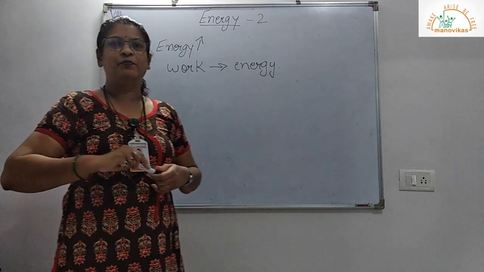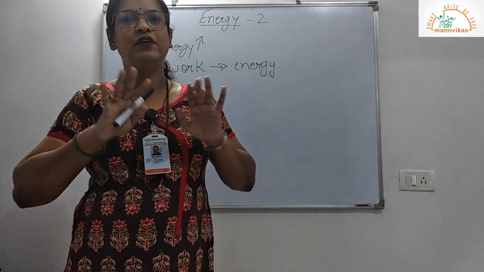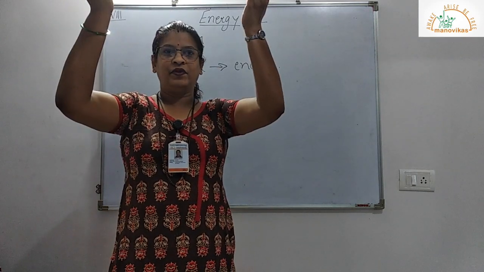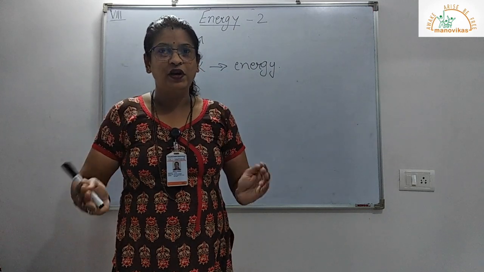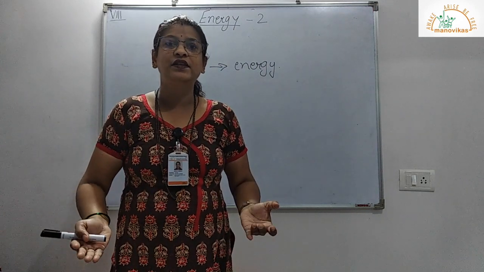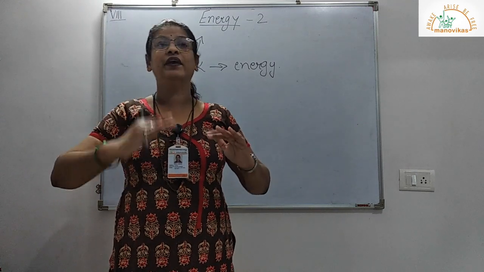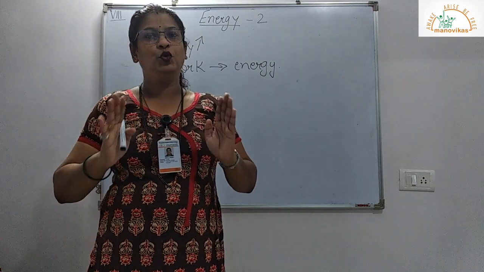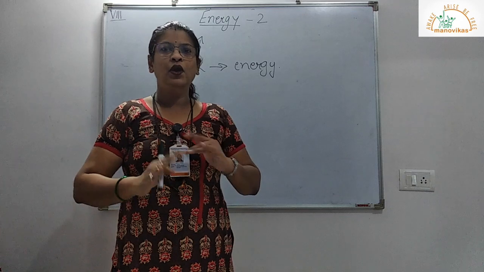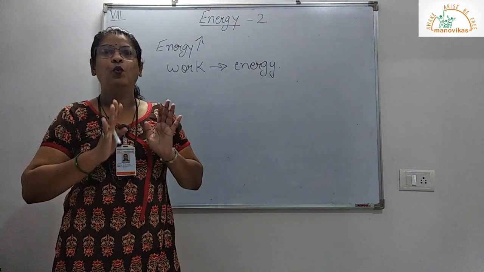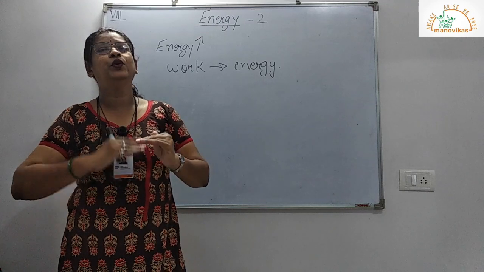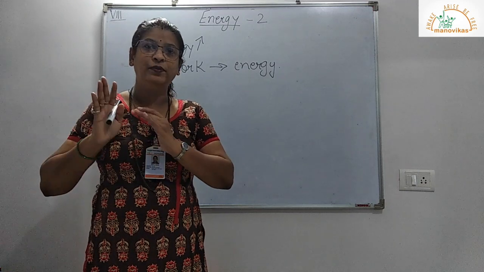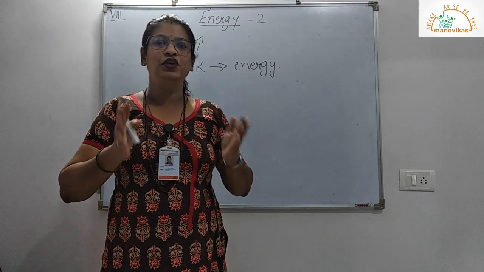Now we see an example over here. Suppose a body is being moved from the ground level to a height. Now in doing so, we do work. That is, the body is moved against the force of gravity. The work is done against the force of gravity. So the body which is at a height is said to possess energy. Similarly, when we move a body which is at rest, the work done on the body is in the form of energy in it.